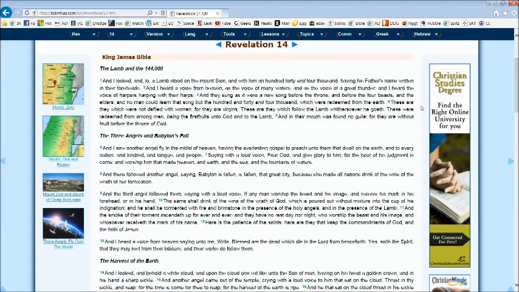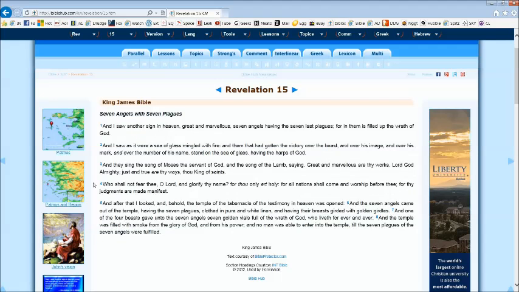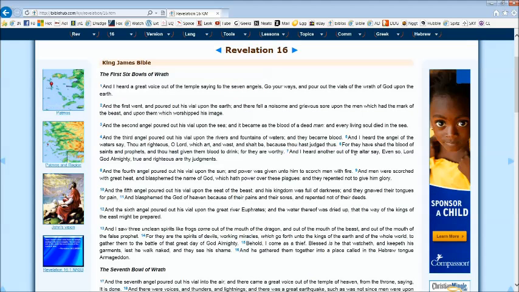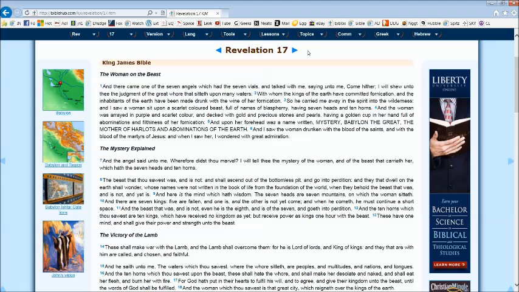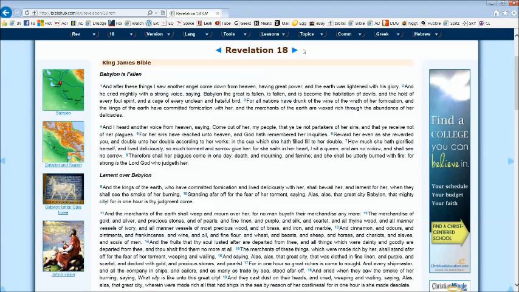In chapter 14, only 4 verses do not start with and. In chapter 15, 1 verse does not start with and. In chapter 16, only 3 verses do not start with and. Chapter 17 has 6 verses that do not start with and. Chapter 18 has the most by far verses that do not start with and. There are 9 of them.